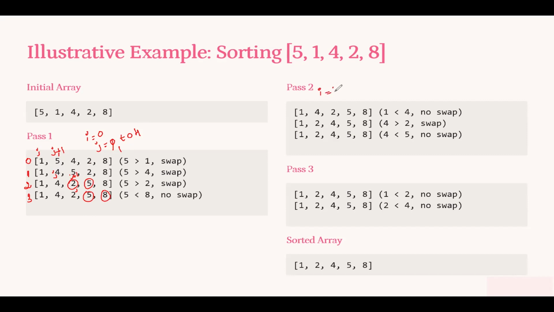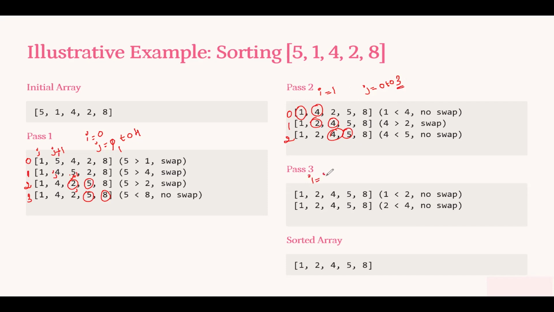And i value will now become 1. So when i value becomes 1, j will iterate from 0 to 3. That is why there are 3 iterations here. So when j is 0, this is j and this is j plus 1. There is no swap. When j becomes 1, this is j and this is j plus 1 and then we will swap it. When j becomes 2, this will be 0, 1, 2, these two. We are going to compare and there is no swap.